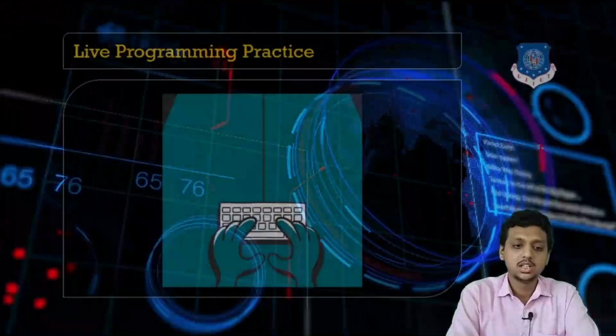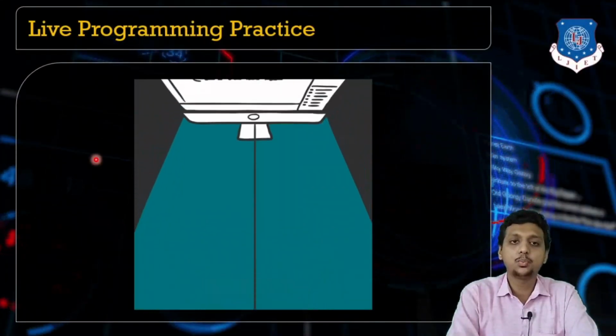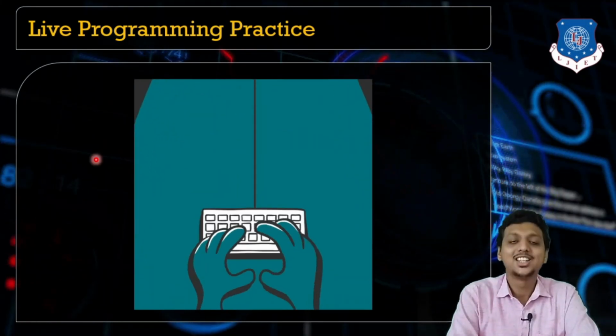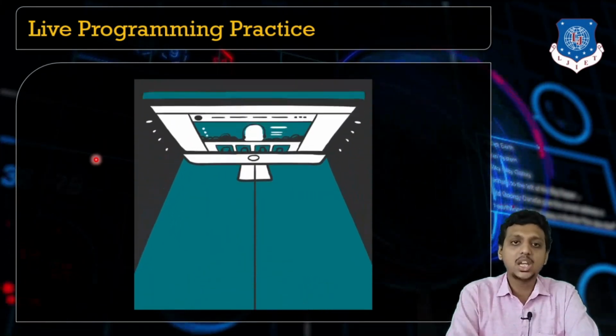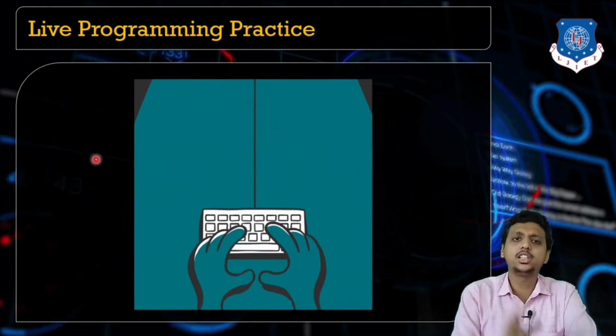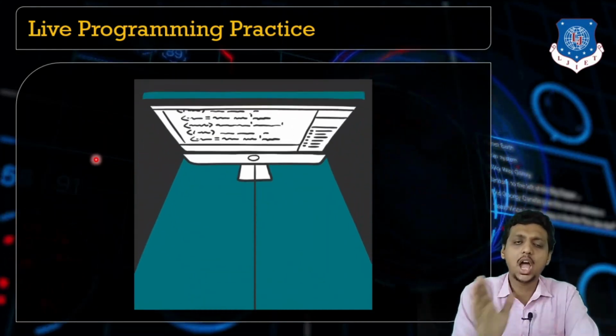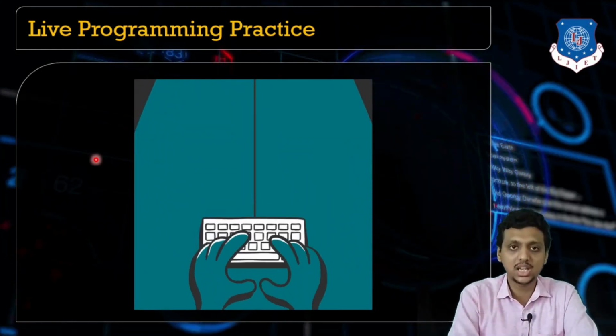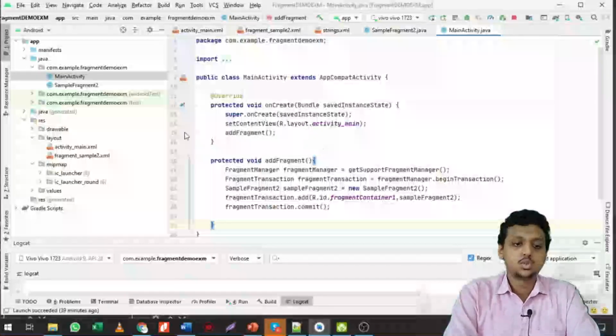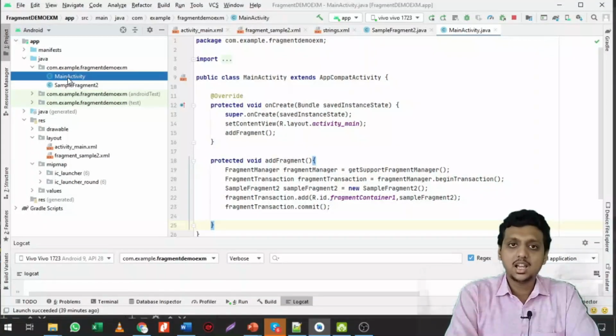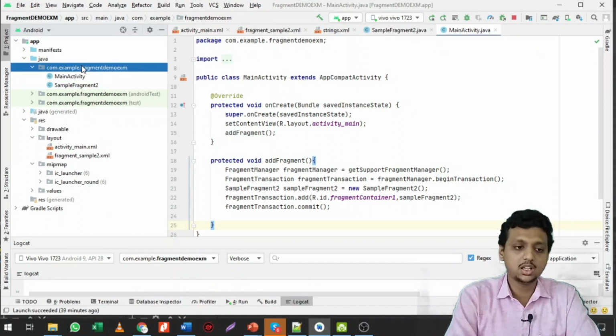Now it's time for the live programming practice. So let's start. How can we implement this? I have already written the code. I'm just going to show how we can implement this. Okay, just wait for a while. So students, this is my main class. First, I'm going to create a layout file.